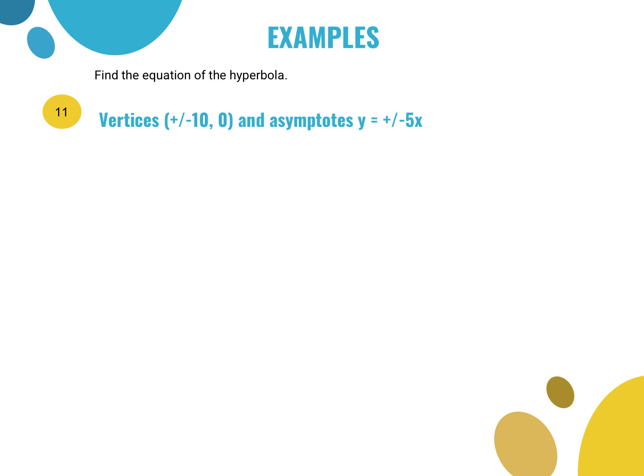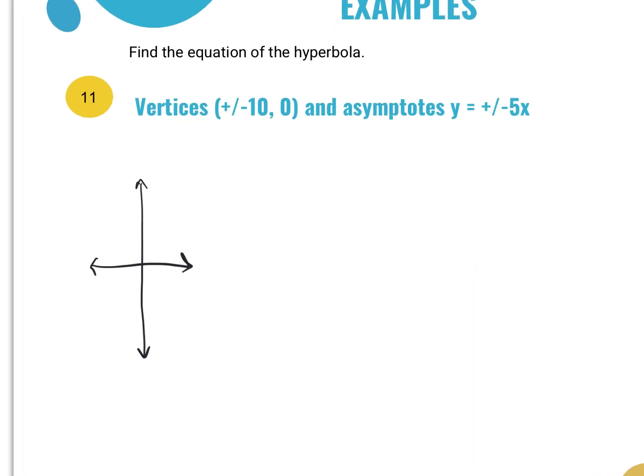Again, we keep looking, come up to the information given, and I'm probably going to recommend that you do a little graph. I see here that my vertices are located at plus or minus 10, 0. So 10, 0 here, and negative 10, 0 here. Those are my vertices, so I already know that this is a horizontal hyperbola. My center, again, is at 0, 0, and I know the equation is going to be x squared over a squared minus y squared over b squared equals 1.